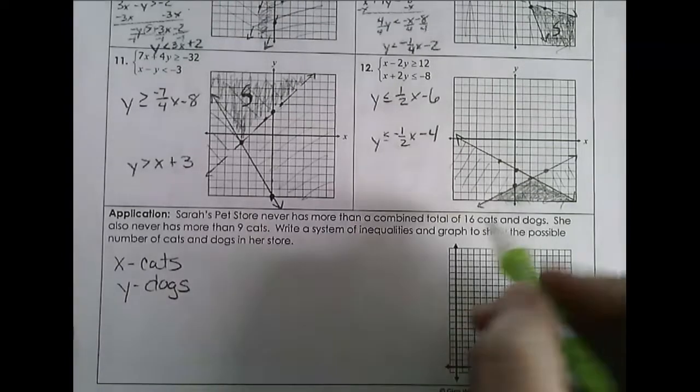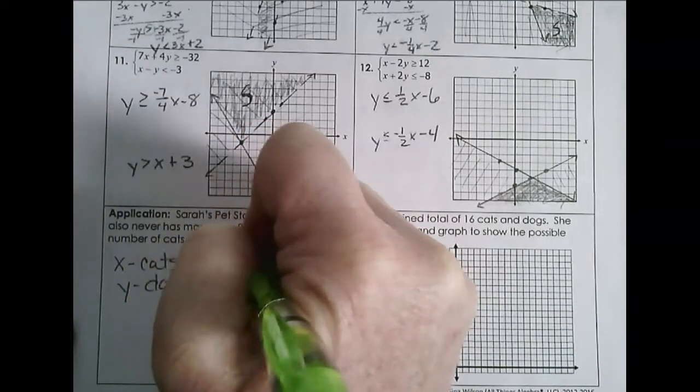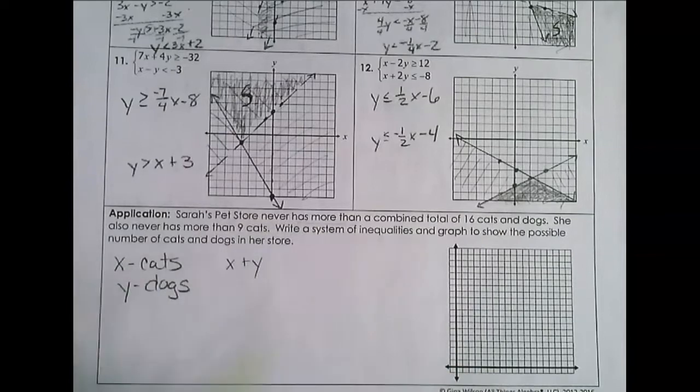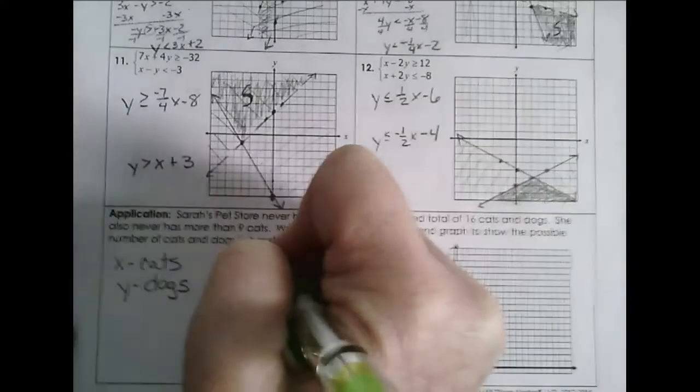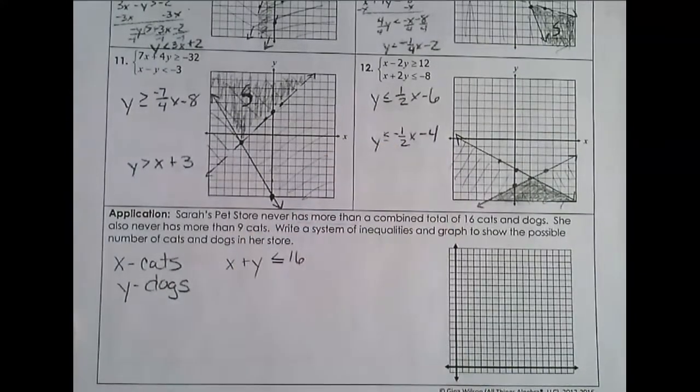Then I will set it up. Well, when I put them together, I get 16. So when I put them together, not just 16, never has more than 16. So when I add them together, they should always be less than or equal to 16, no more than, right? She can have 16, but she can also have less.